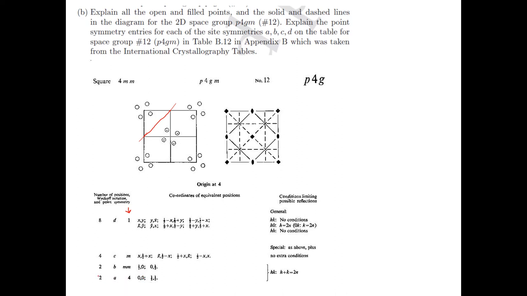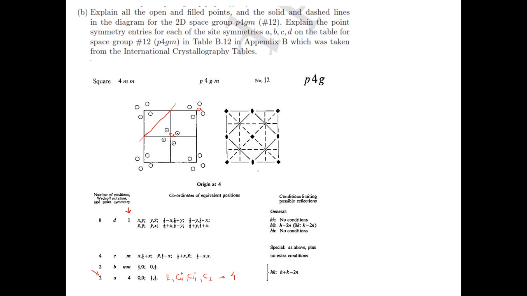So the symmetry point A has already a multiplicity of 2. So A is here at the origin, and this is also A. So it has a multiplicity of 2, okay? And explain the symmetry. So this in the Hermann-Mauguin notation is 4. It means it's just the C4 group. So the symmetry operations are identity, C4 plus, C4 minus and C2. This is the 4.